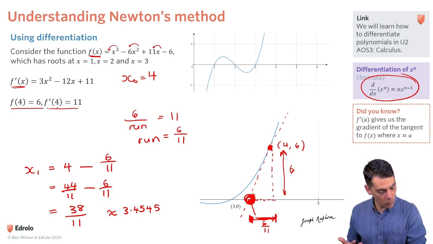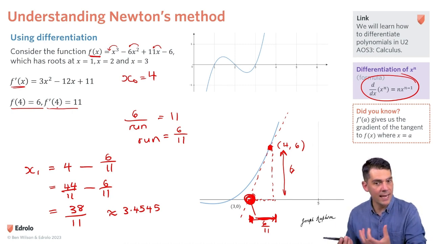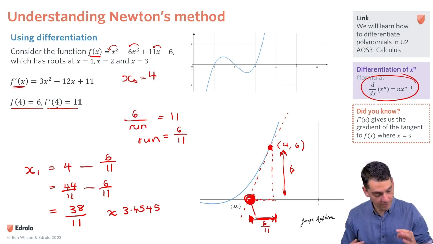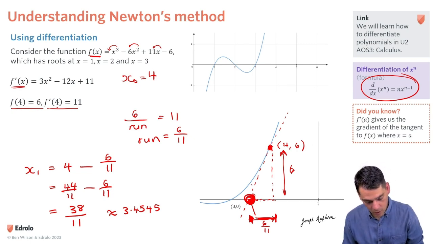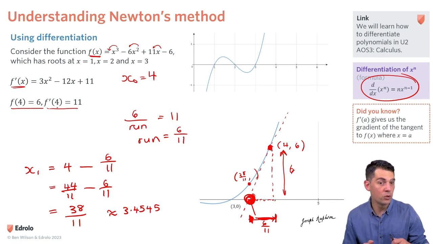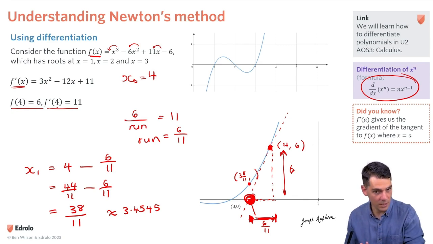So let's have a look at what we did there, because we want to come up with a formula. We want to do that again, don't we? I'm not going to do it again because we don't have all day. But if I was to do that again, I'd now want to know what that point is there. So it would be 38 on 11, and then the y coordinate, which would be f of 38 on 11. And then I'd want to know the gradient at that point, which would be f dash of 38 on 11. And then I would do exactly the same thing.